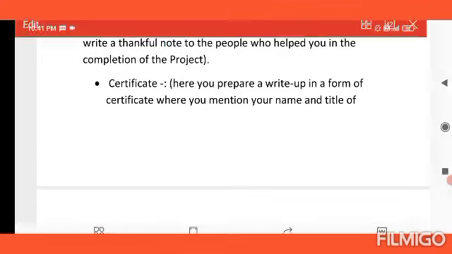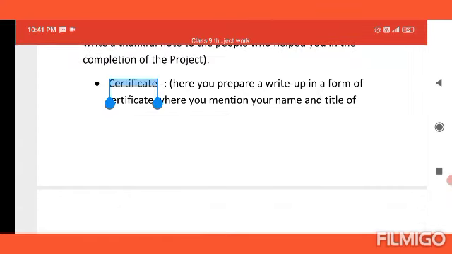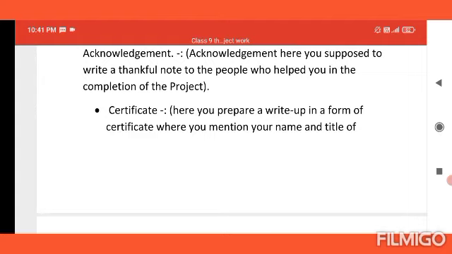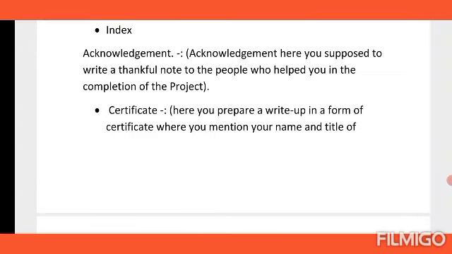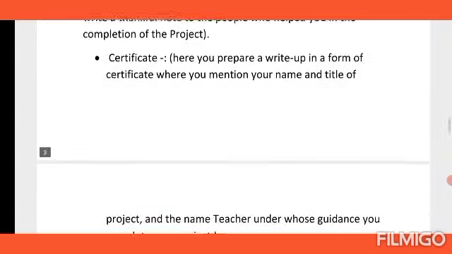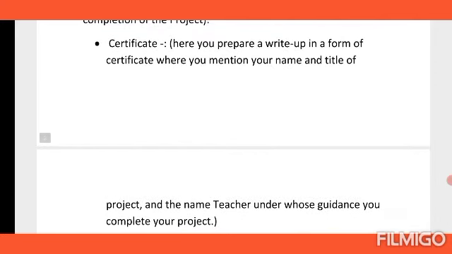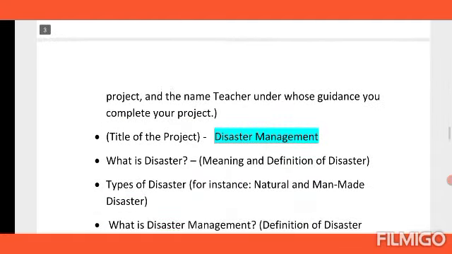Then you have to create a certificate. Here you will prepare a write-up in the form of a certificate, where you mention your name, the title of the project, and also the name of your subject teacher under whose guidance you have completed this project. So in this certificate you have to mention all these 3 things. This will be the next page.